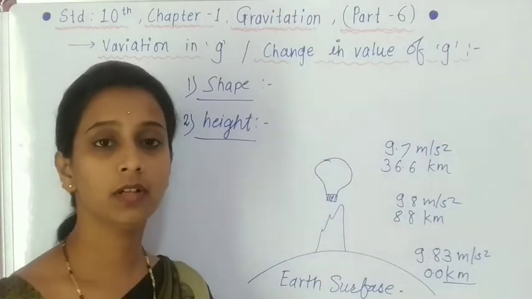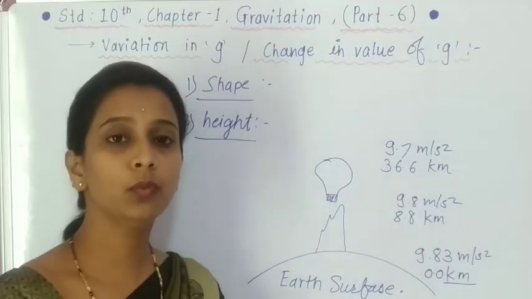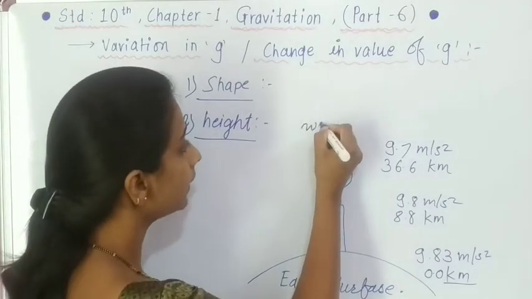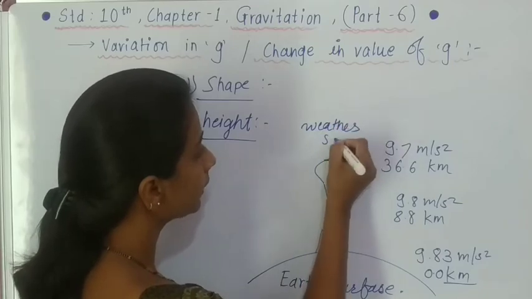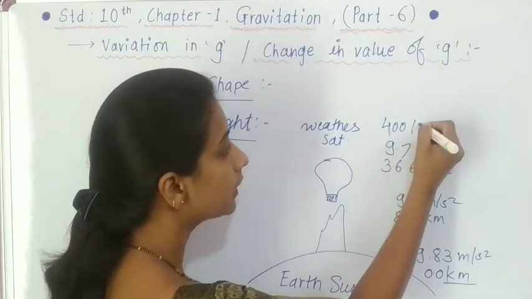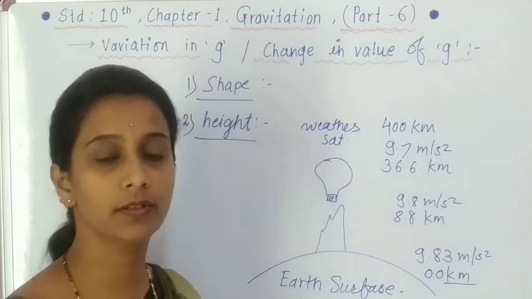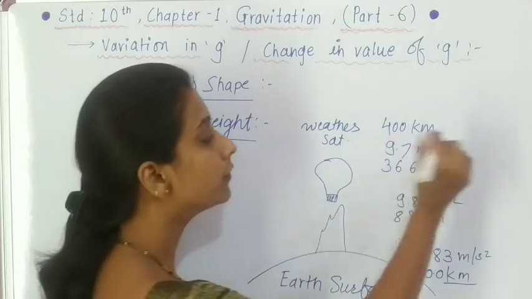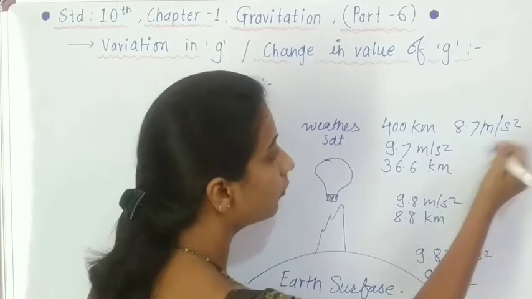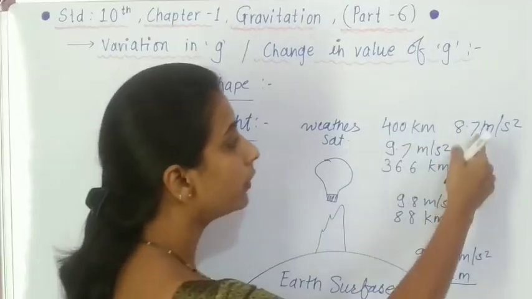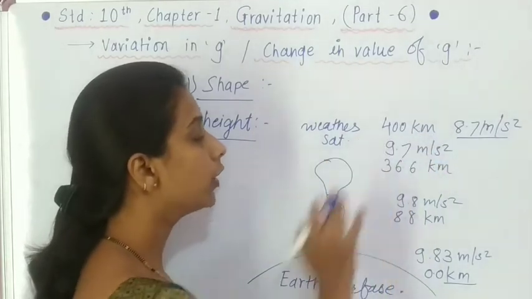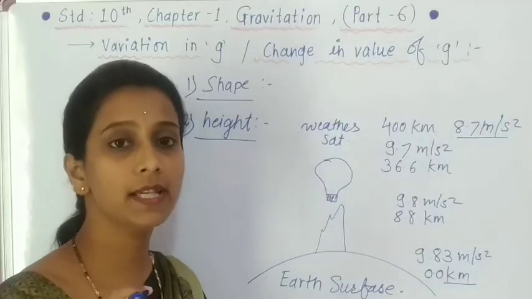Suppose we are going ahead to some more height where the weather satellites are present. Weather satellites are present generally at a height of 400 kilometers. And at that height the value of g is 8.7 meter per second square. What is the value of g? 8.7 meter per second square, at the height of 400 kilometers. Now it changes by some points.